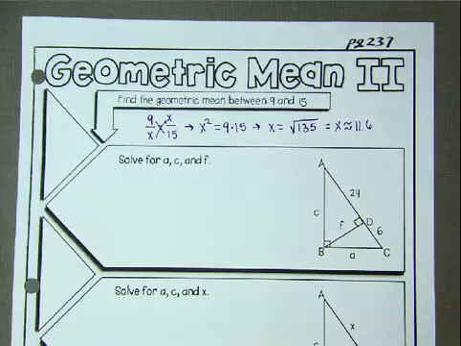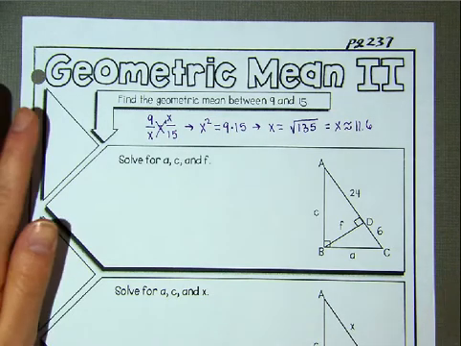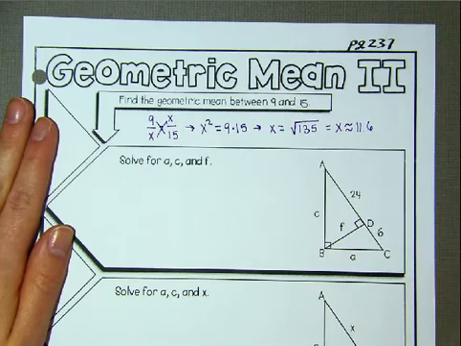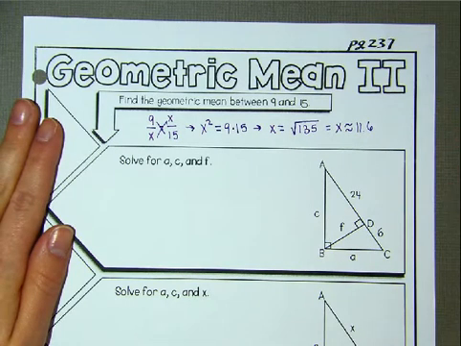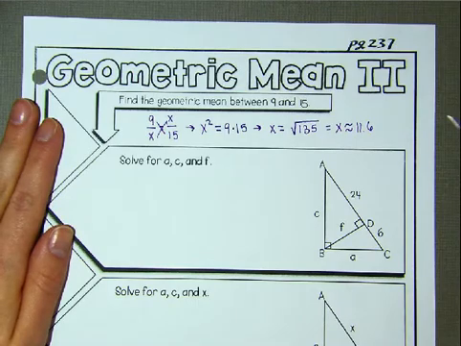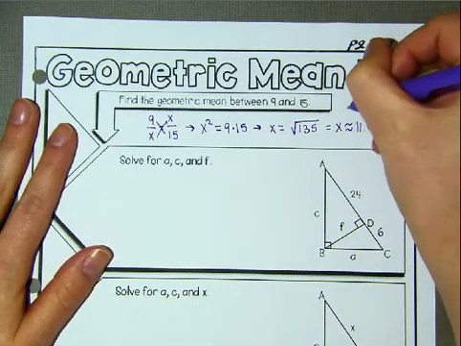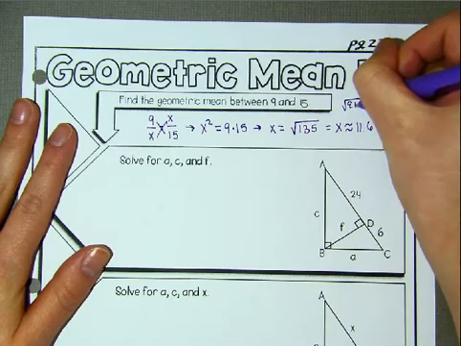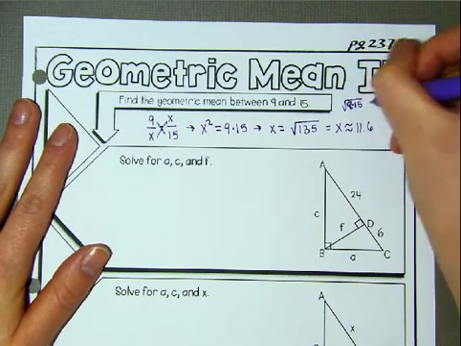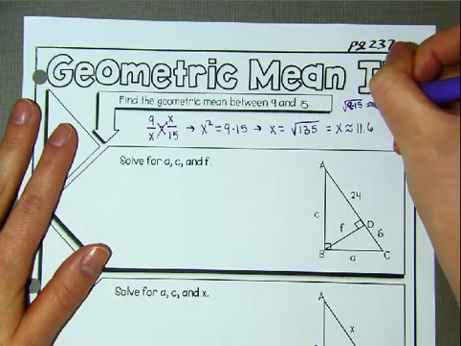So finding the geometric mean of two numbers is pretty straightforward. You could also just know that when we're finding the geometric mean, you're just going to take the square root of the two numbers they give us multiplied together. So I could have just directly taken the square root of 9 times 15 and gotten the same thing.